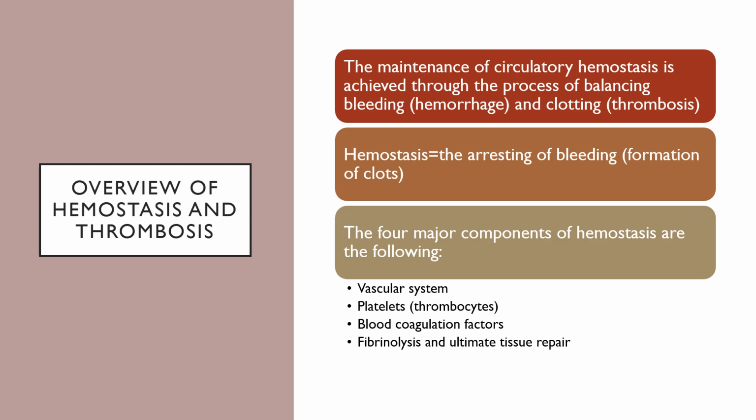There again are four major components of hemostasis. We have our vascular system, we have our platelets, or sometimes called thrombocytes, our coagulation factors that we talked about during our secondary hemostasis unit, and then fibrinolysis and ultimate tissue repair. So again, those are the major components. Today we're going to talk quite a bit about the vascular system and some platelets.